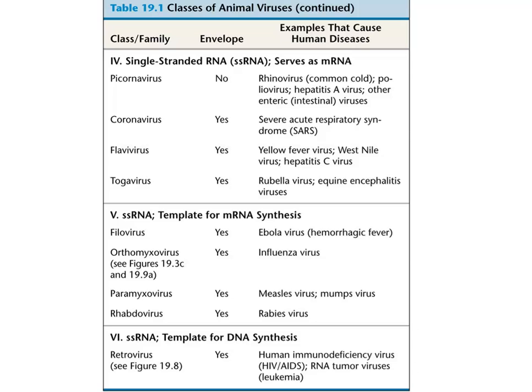And then we have single-stranded RNA, which actually works in reverse, goes against the central dogma, and that would be retrovirus. And that's what we see with RNA tumor viruses like leukemia, as well as with HIV. Coronavirus is going to be able to serve directly as an mRNA template.